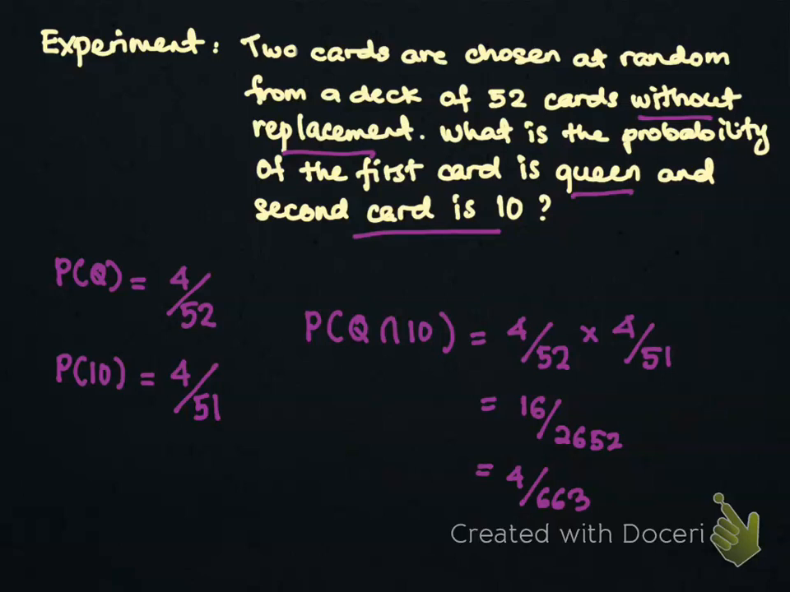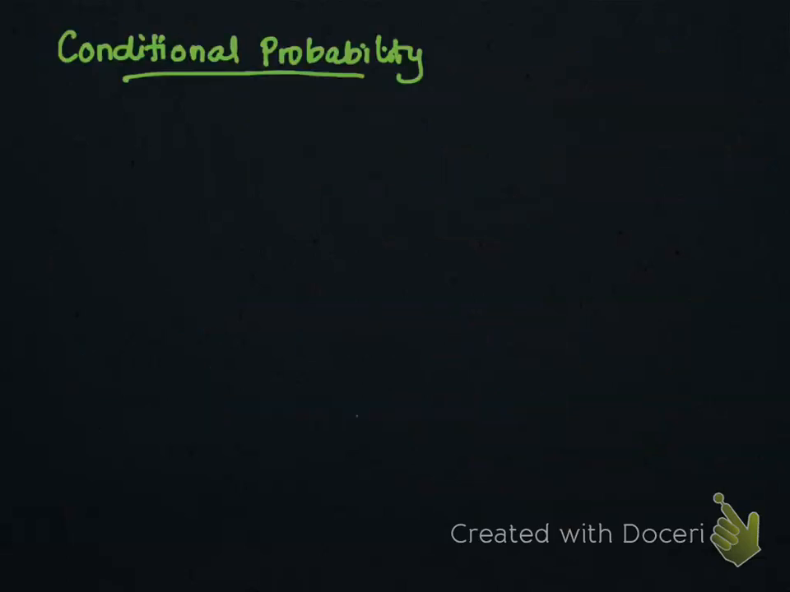In this experiment, it involved two compound dependent events. The probability of choosing a number 10 on the second pick, given that a queen was chosen on the first pick, is called conditional probability. The conditional probability of an event B in relationship to an event A is the probability that event B occurs given that event A has already occurred.